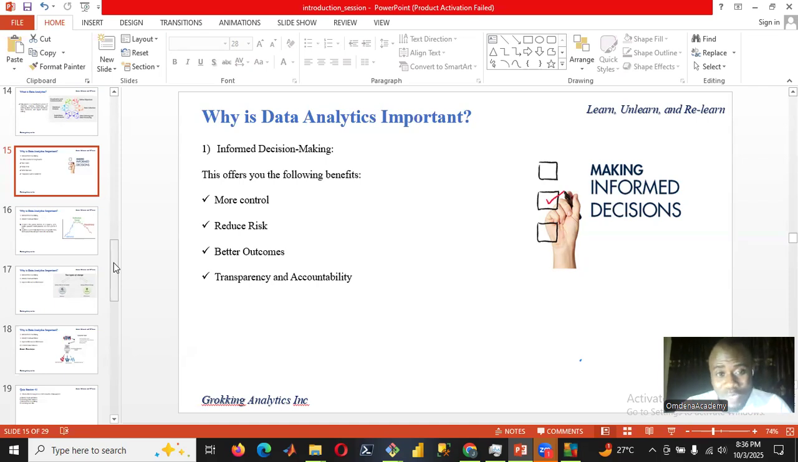But one of the things with making informed decisions, why I'm telling you that, is because you need to understand that one of the easiest ways to have a red flag in any relationship is a relationship that lacks transparency and accountability.